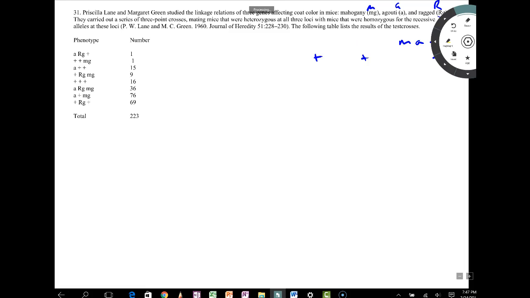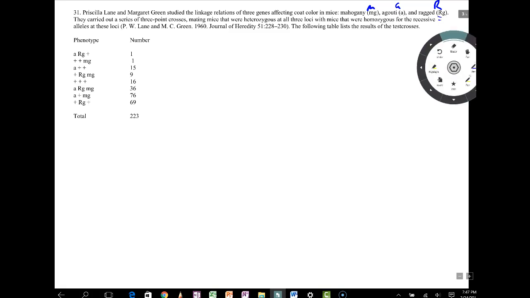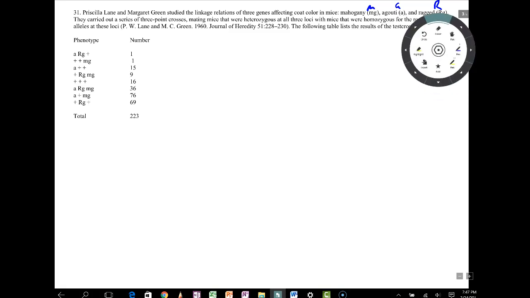So we just analyze this one the same way we do all 3-point crosses. The good thing about this section is that once you know how to do a particular type of problem, they're all the same. But you just have to get practice doing them all.